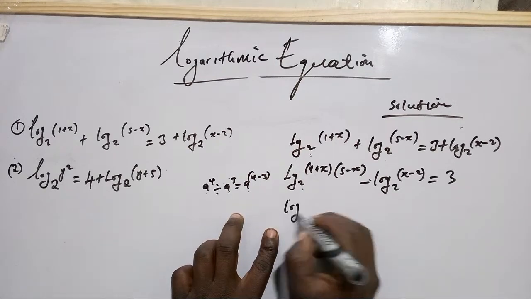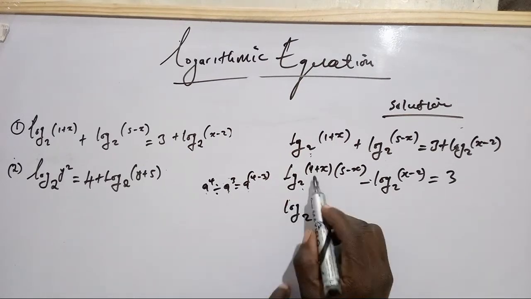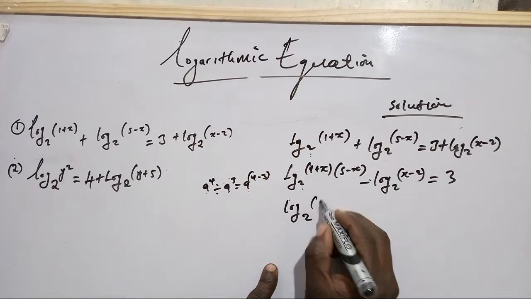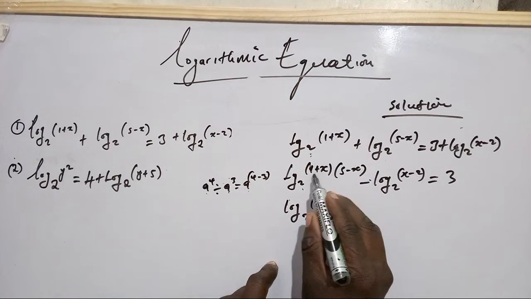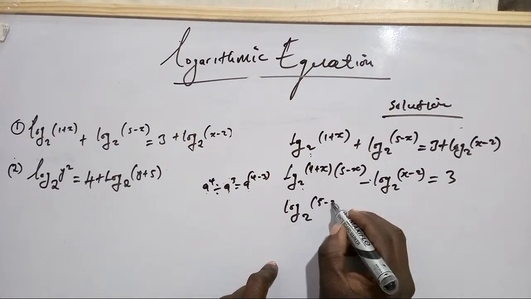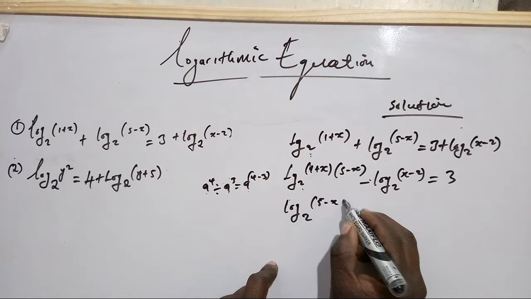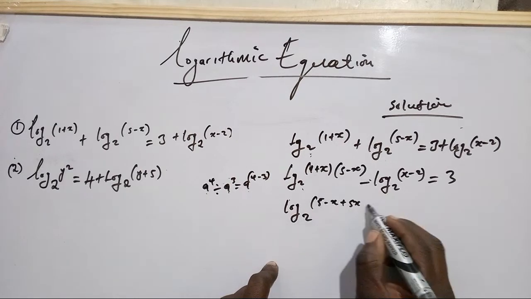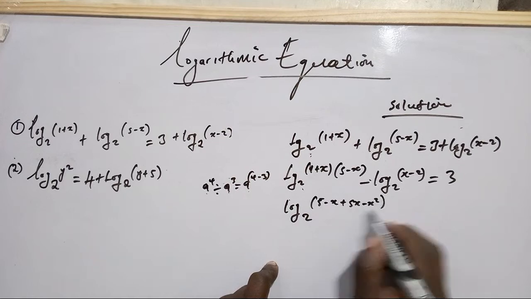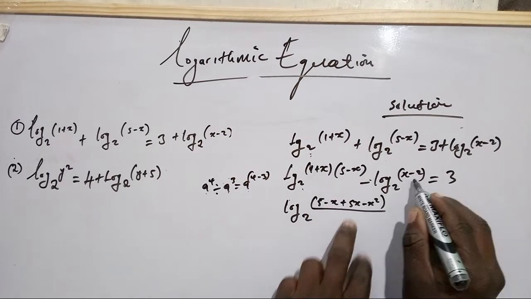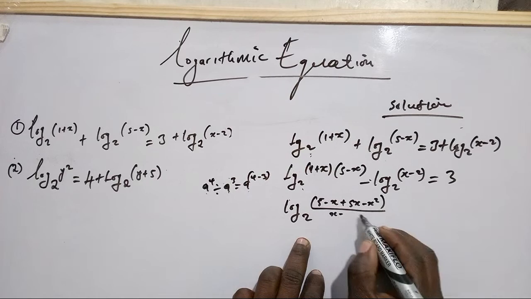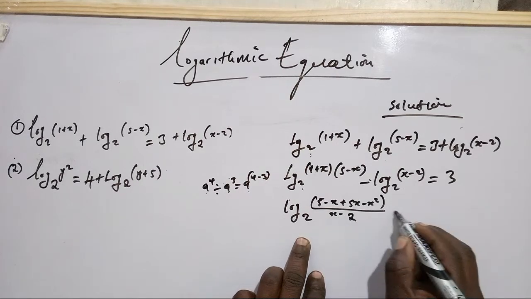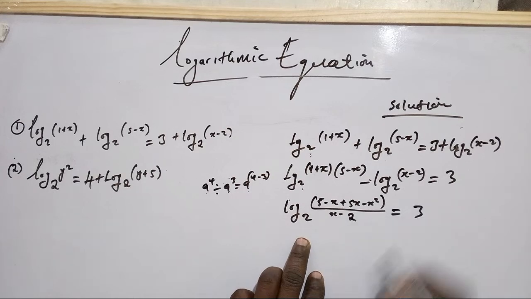So log₂, let's combine this one. 1 times 5, you're going to have 5. Then 1 times x, you're going to have minus x. Then x times 5, so you're going to have plus 5x. Then x times minus x, you're going to have x squared, in the bracket. And then you divide by this term, x minus 2, which should be equal to 3, right?